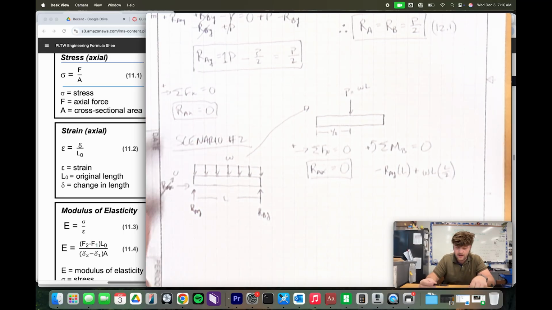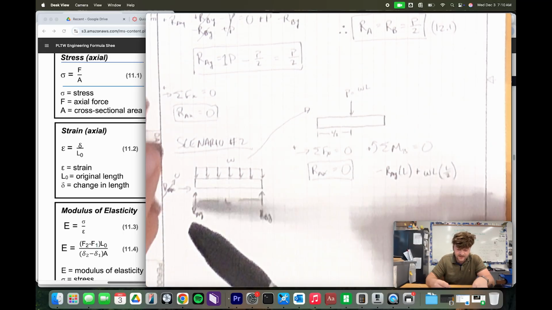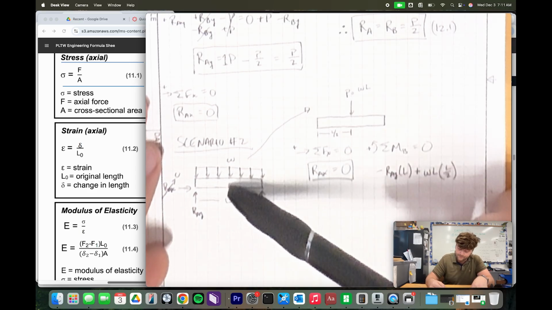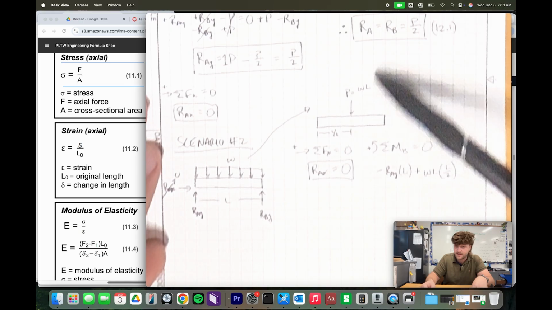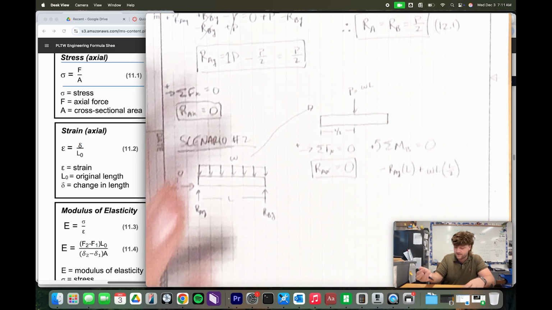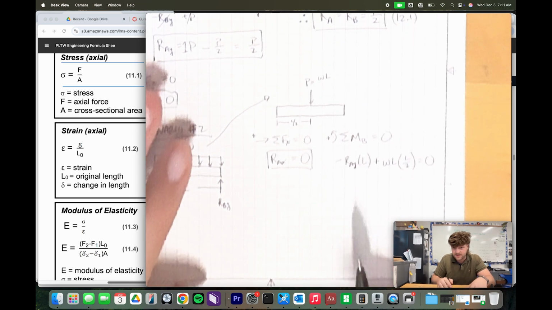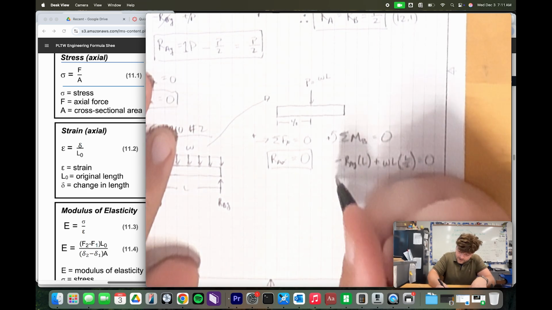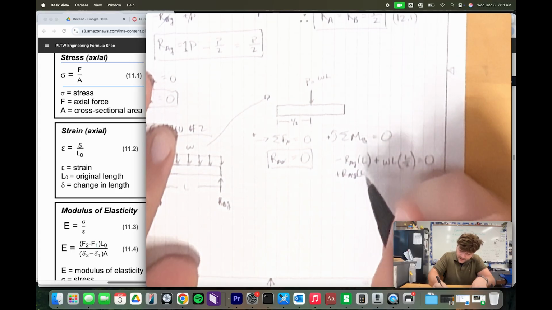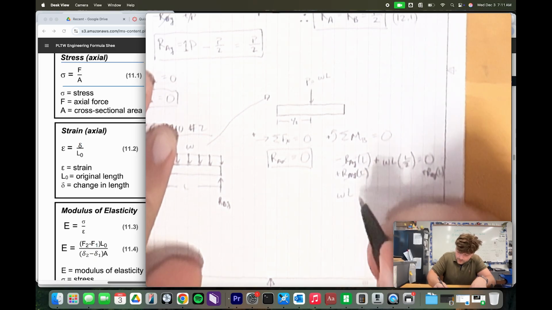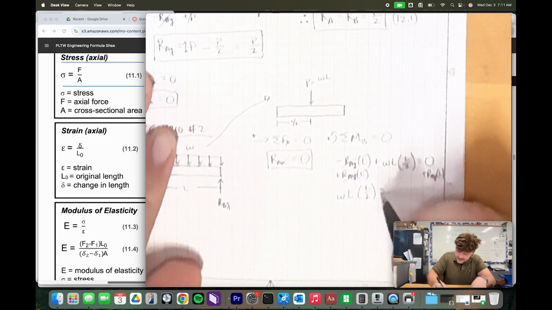And now we want to think, are there any other forces acting on this? Well, we took into consideration RAY. We took into consideration that approximated force, or this uniformly distributed load as an approximated force. So there are no other forces causing a moment on this beam, so that's equal to 0. Now we can end up solving for RAY, right? So I'm just going to add RAY times L to both sides, so that we end up with omega L times L halves is equal to RAY times L here, right?